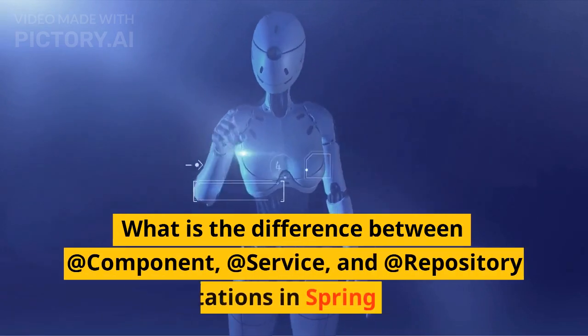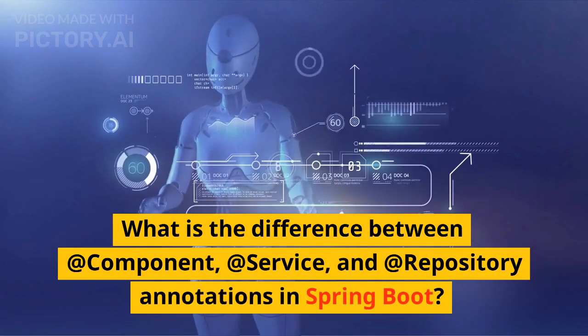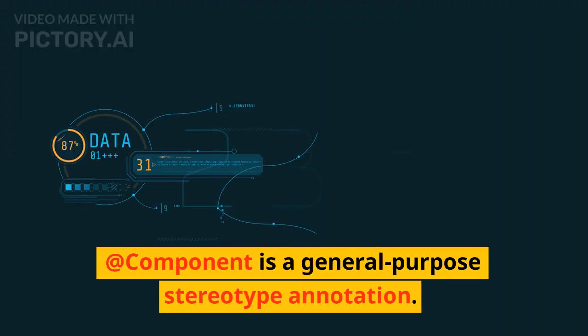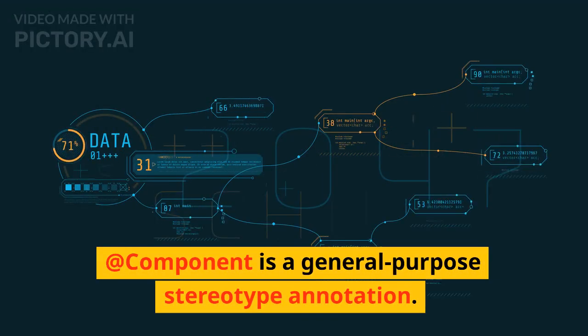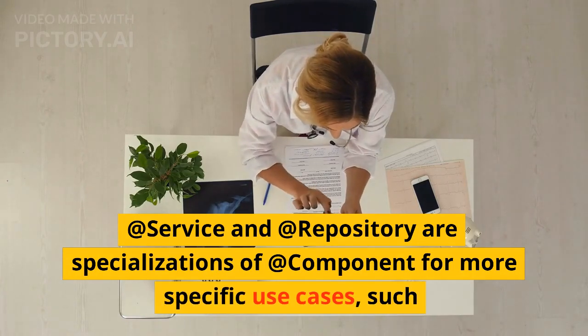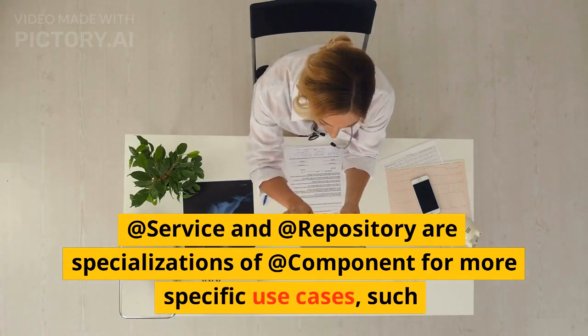What is the difference between a component, a service, and a repository annotations in Spring Boot? A component is a general-purpose stereotype annotation. A service and a repository are specializations of a component for more specific use cases.